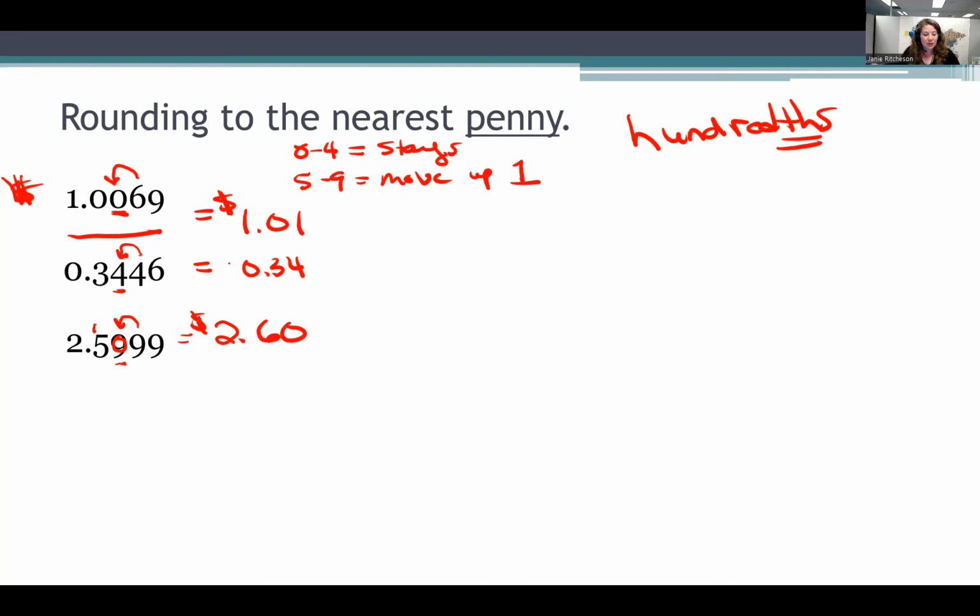Okay, $2.60. What about this one? Well, I'm rounding to the hundredths. The number to the right of it is above 5. So I'm going to round this to $5.67. What would this round to? Well, this 2 makes the 7 stay the same. That's what it says, stay the same. So we're going to leave it as a 7, 67 cents.